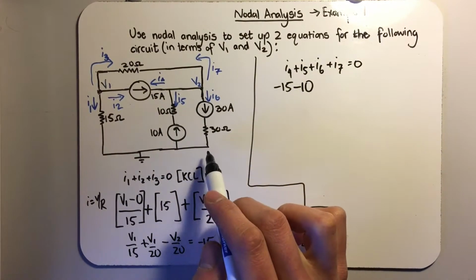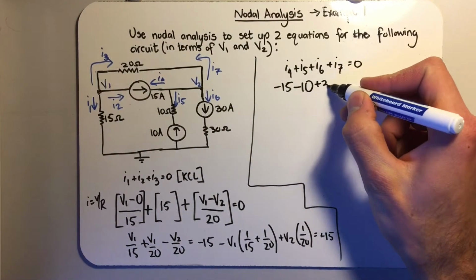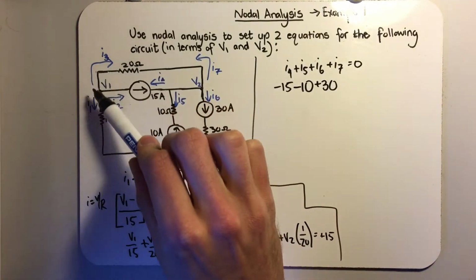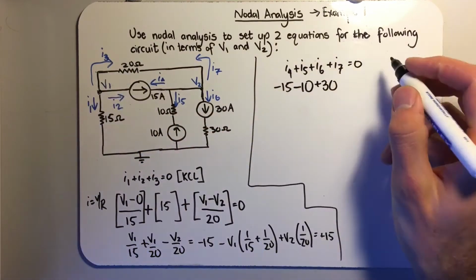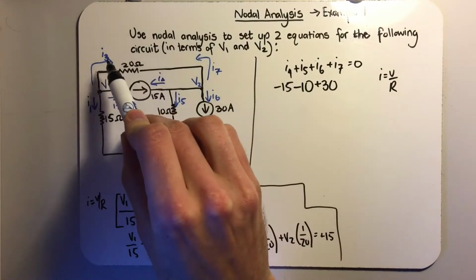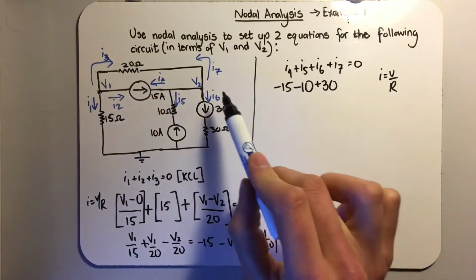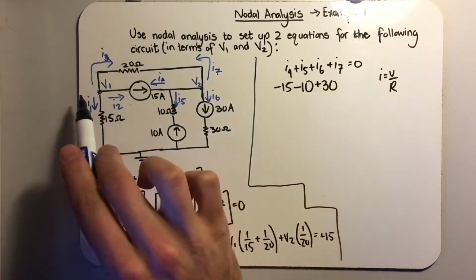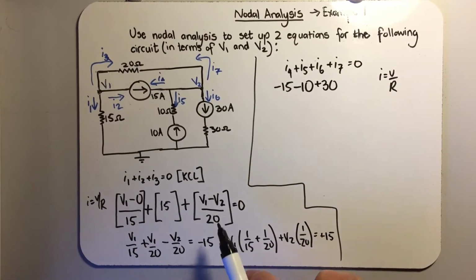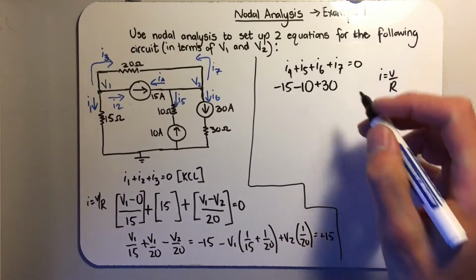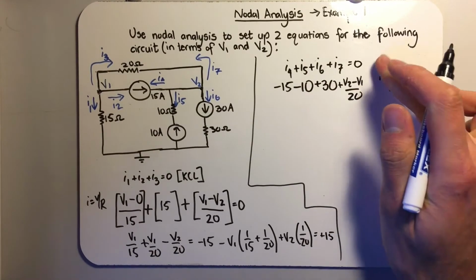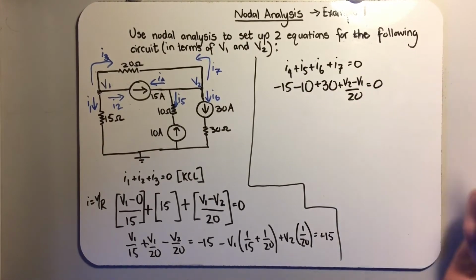Then this 30 ampere source flows in the same direction as I6, so it's plus 30. And then I7 is V2 minus V1, the voltage over the resistor, because remember I equals V over R. So this voltage is V2 minus V1, and then divide by the resistance, which is 20, and that gives you I7. Just take note that that's the opposite of I3, so you can actually add a negative in front of I3 over here, and you'll see it's V2 minus V1 over 20, which is exactly the same. So plus V2 minus V1 over 20 equals 0.